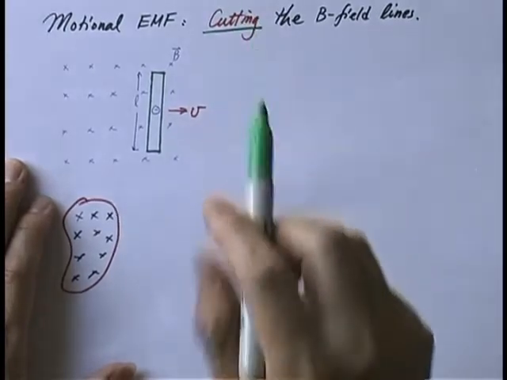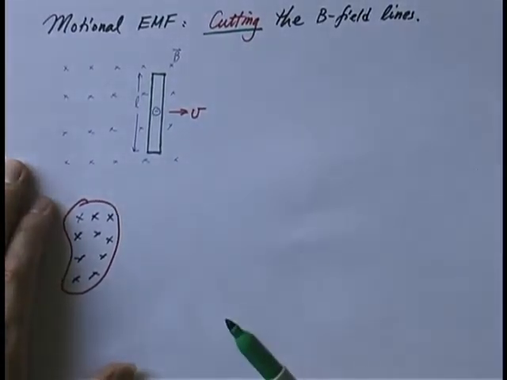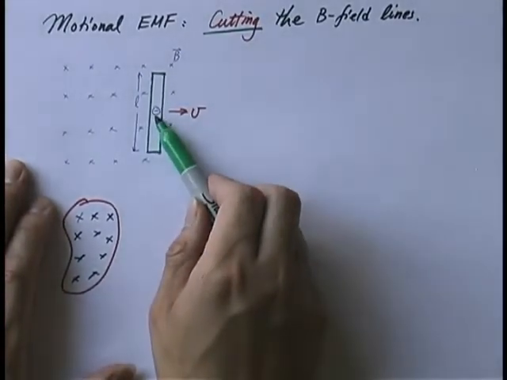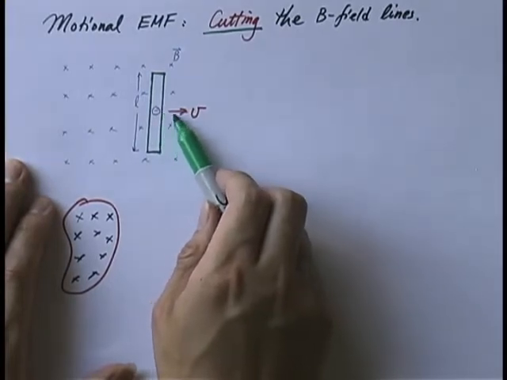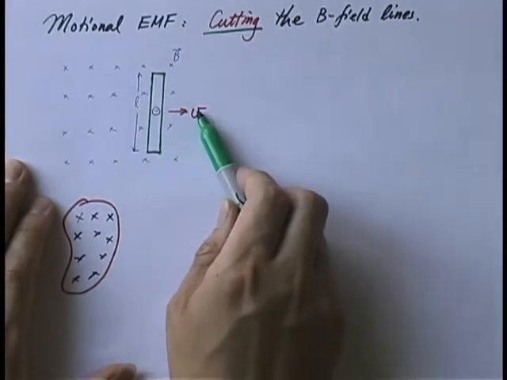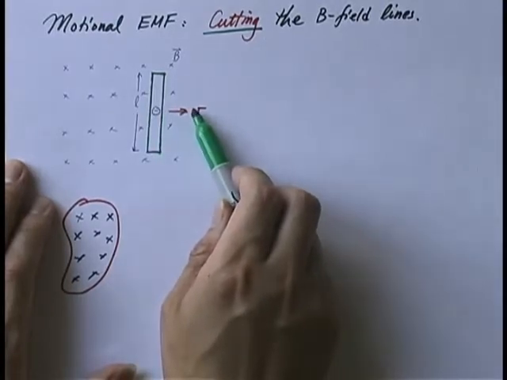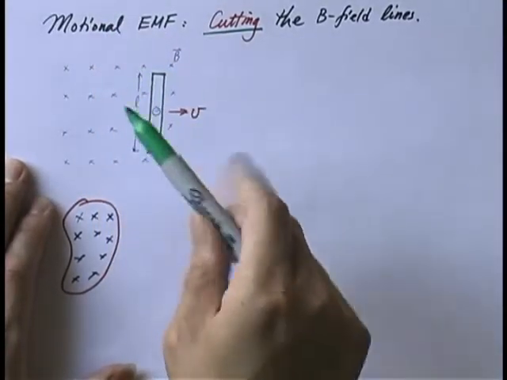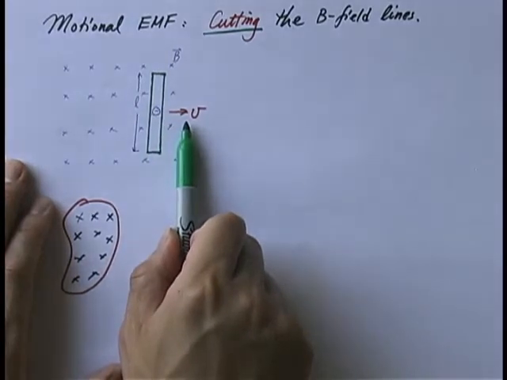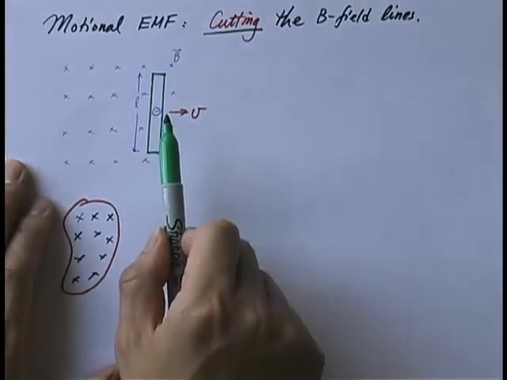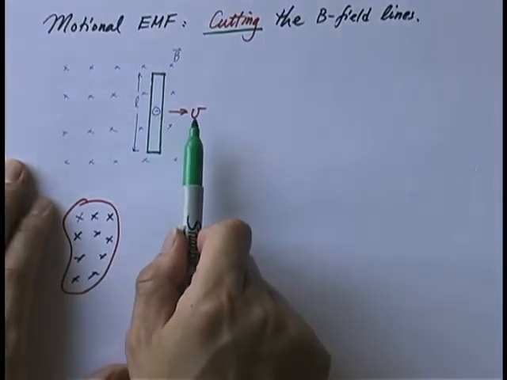Okay, what I want to do is see what happens if I grab this bar and force it to move at a certain speed perpendicular to the B field. In other words, along somewhere within this piece of paper, perpendicular to the B field. So obviously I am cutting the B field lines, right? There's no question about that. How does that generate an EMF?